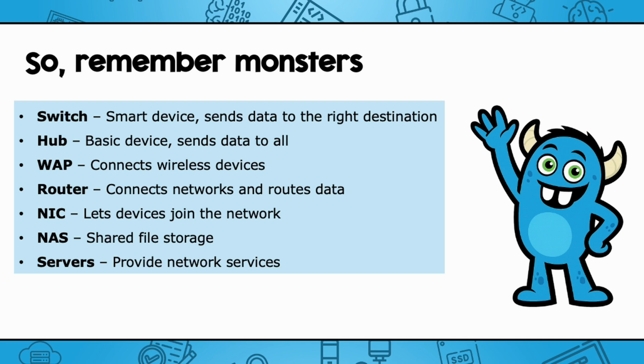NICs or network interface cards allow devices to join networks, and you can get wired or wireless NICs. NAS boxes or network attached storage allow for a centralized file storage area that people on a network can access. And servers provide a range of different resources or services to devices on a network. For example, a web server to host your website, email servers to host your emails, file servers for files, things like that.